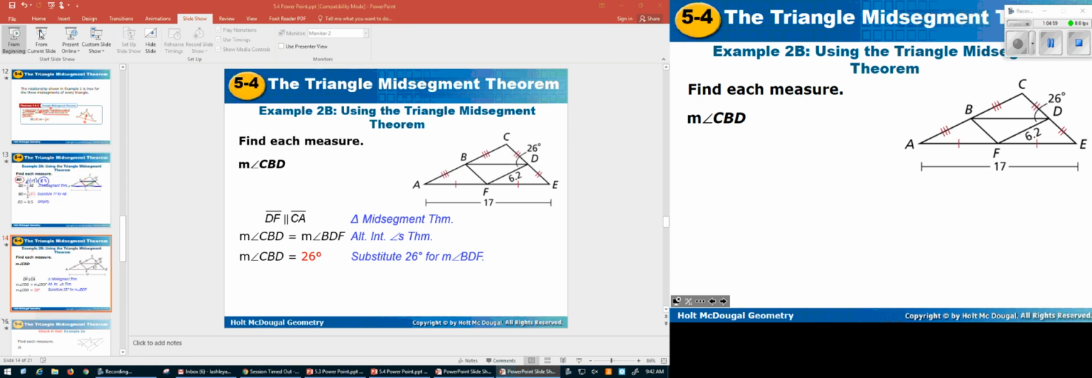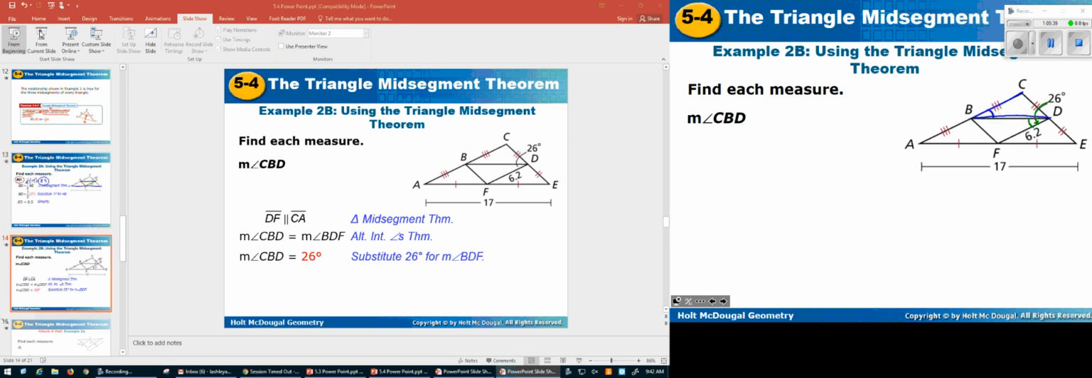Okay, here's another one, and this is going to take us back to chapter 3 when we had parallel lines cut by a transversal. So now remember, if a midsegment's parallel to a third side, then you're going to have all these transversals cutting those midsegments. And so you're going to have things like alternate interior angles that are congruent, corresponding angles that are congruent. So look at the picture here. They want us to find angle CBD, this angle right here. Okay, they give us that this angle right here is 26.